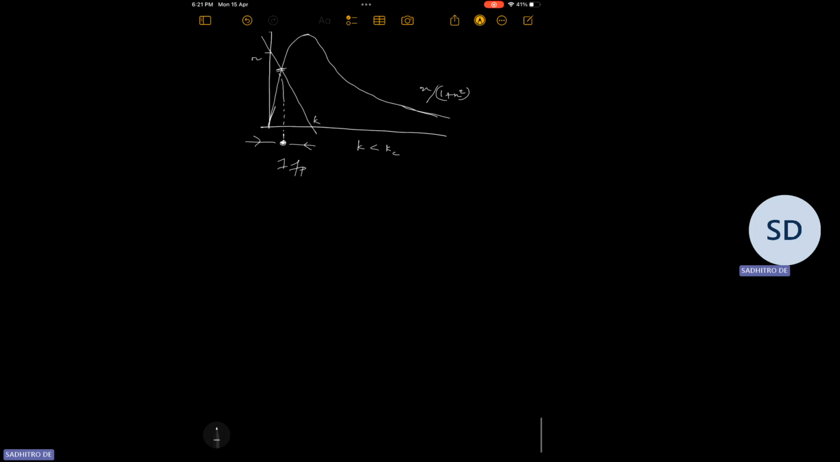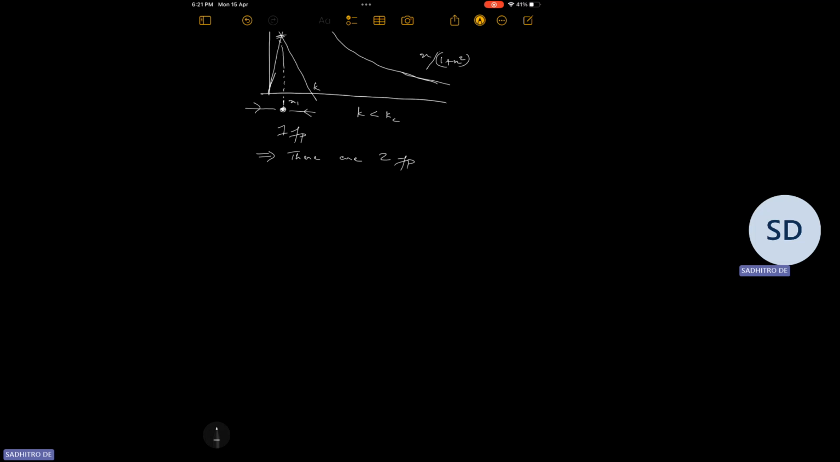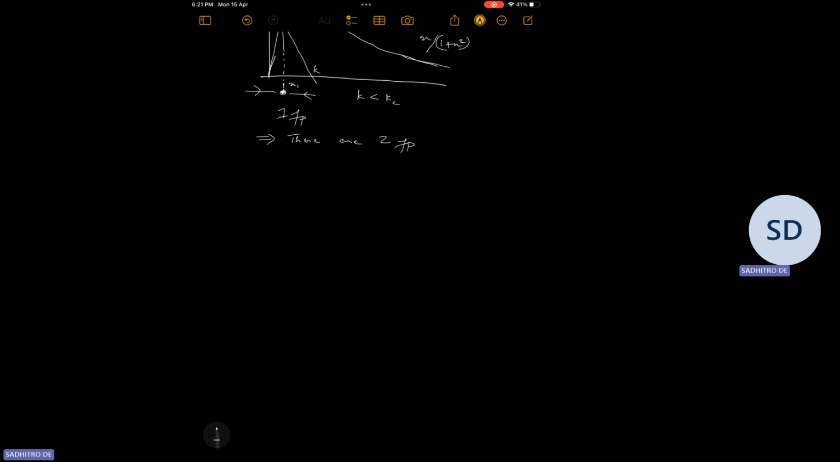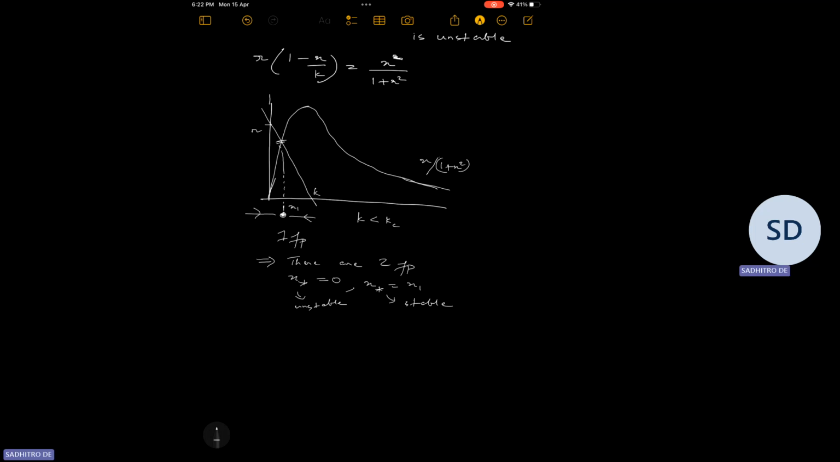So when k is less than kc, what is the inference that we draw from here? There are two fixed points. Let us call the second fixed point x1. One is x star equal to 0, and the other fixed point is x star equal to x1. The origin is unstable and x1 is stable. Mind you, when r is equal to 0, both are the same fixed point, that is the origin. As you increase r from 0, the origin remains unstable and there is a stable fixed point. So in some sense, you can say that there is a transcritical bifurcation, but that is a different thing.